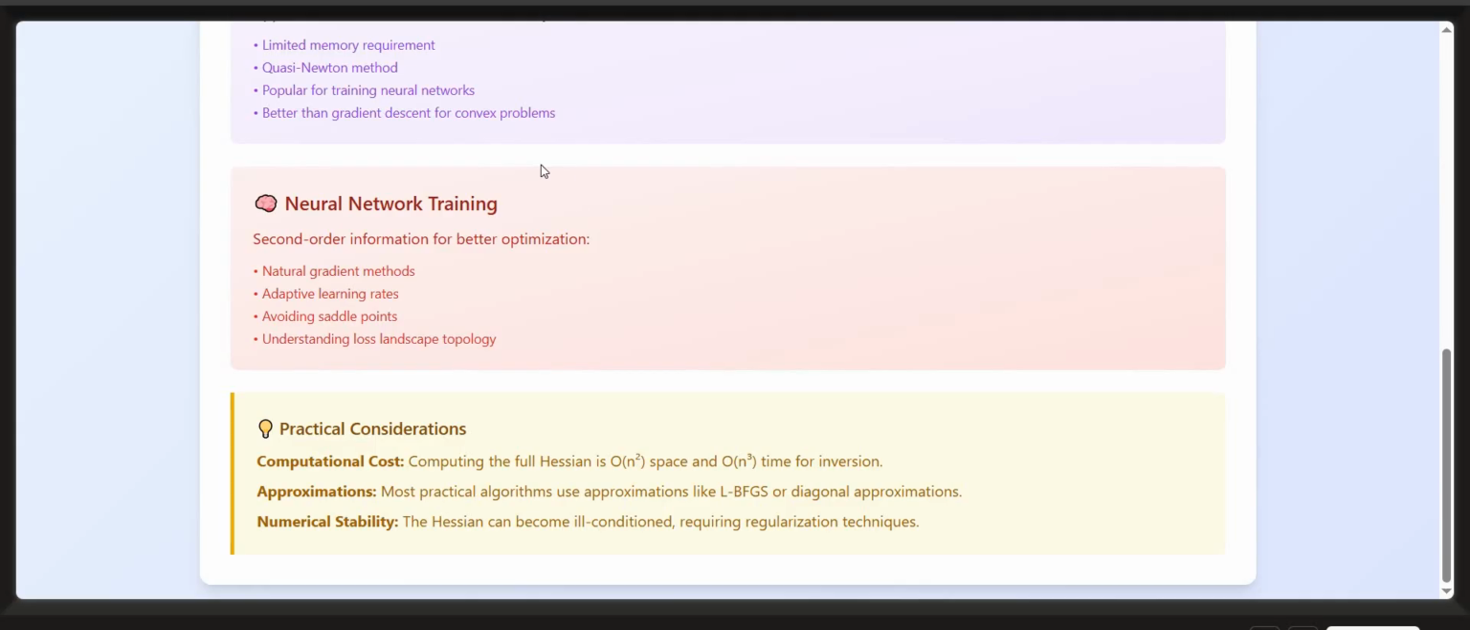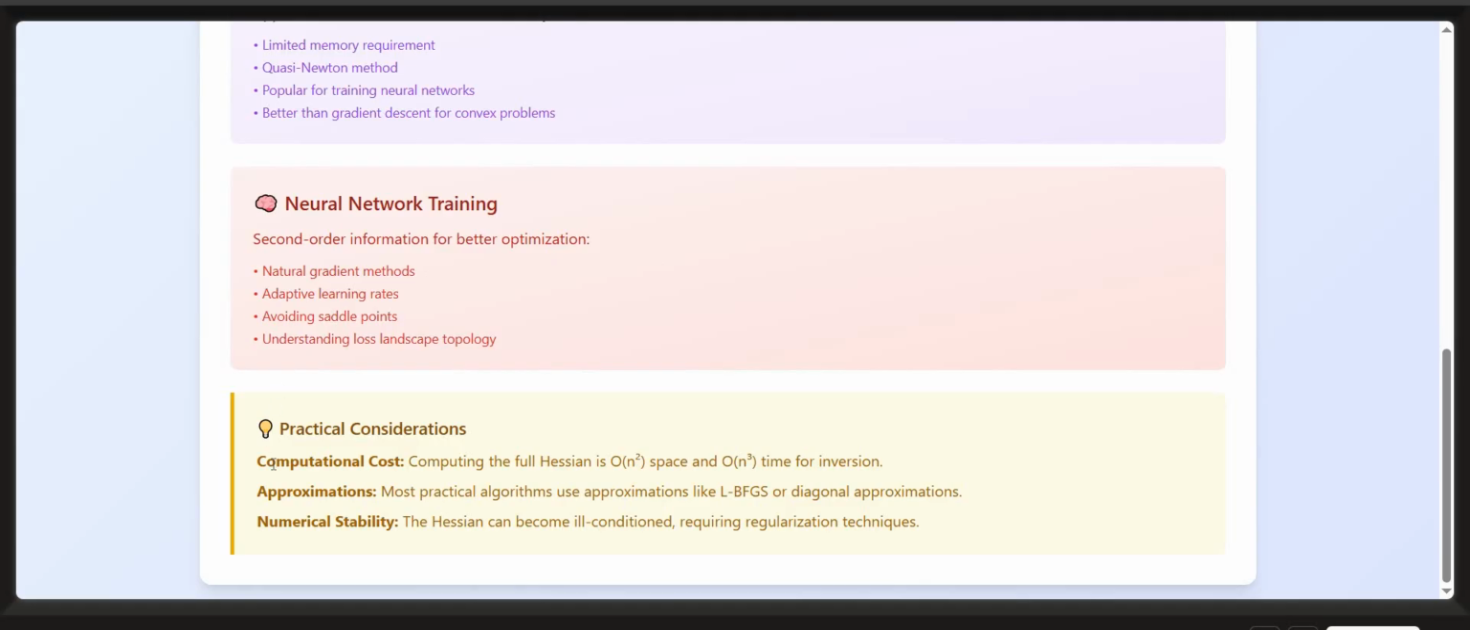Speaking of neural networks, let's look at how second order information like the Hessian fits into that world. In deep learning, we don't usually use full second order methods during training because of the cost. But there are approaches like natural gradient descent that use curvature information in a more efficient way. These techniques can help with things like adjusting the learning rate dynamically, avoiding saddle points, and understanding the structure of the loss surface, which again ties back into stability and convergence.